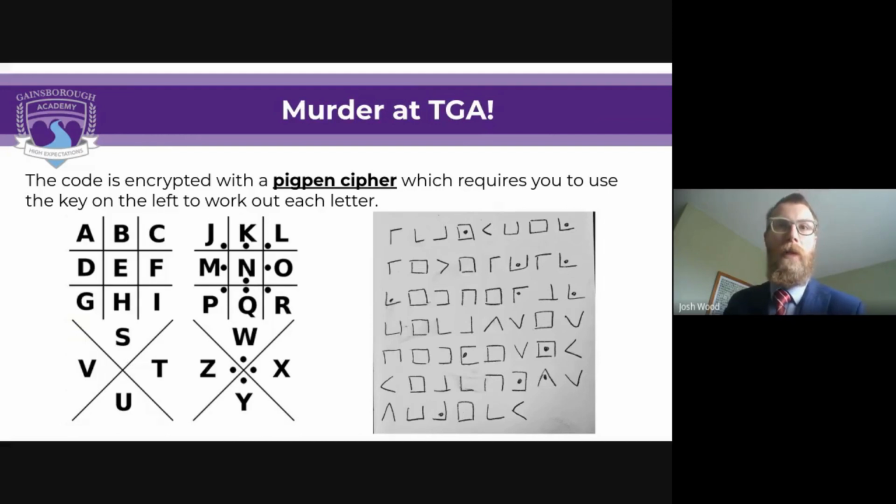If you look at, say, let's have a look at another letter. Let's say the letter E. The letter E would be a square because the box goes all the way around the letter E.